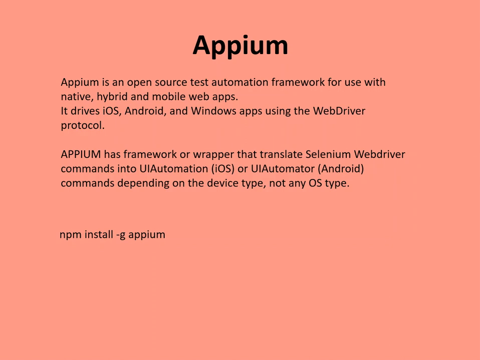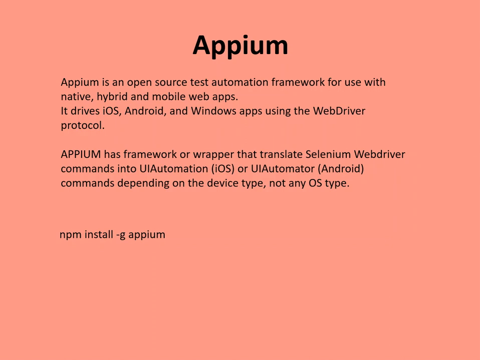So what is Appium? Appium is an open source test automation framework to use with native, hybrid and mobile web apps. So if you want to run your scripts on mobile, be it Android, iOS, or a Windows app, the best tool to use is Appium.